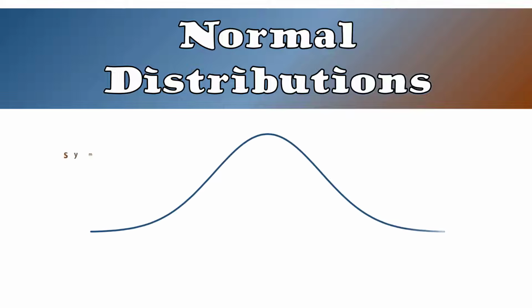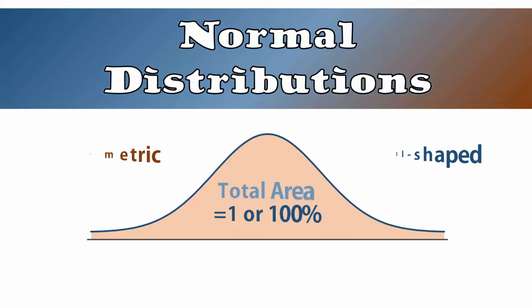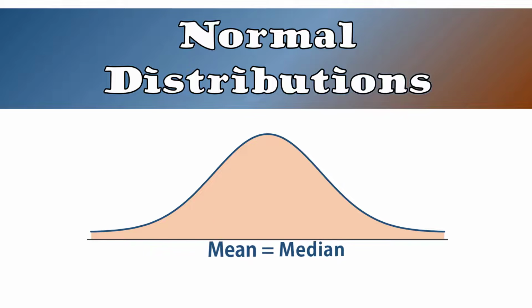A normal distribution is a symmetric bell-shaped distribution where the total area under the curve is 1 or 100%. Because it is symmetric, the mean and median are equal and are at the center of the distribution. It means if we cut it in half at the center, we will have 50% of the area below the mean and 50% above the mean.